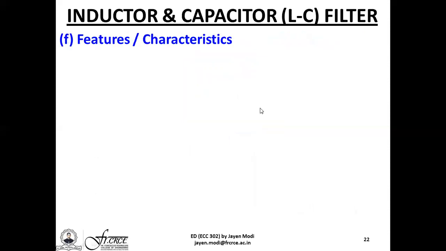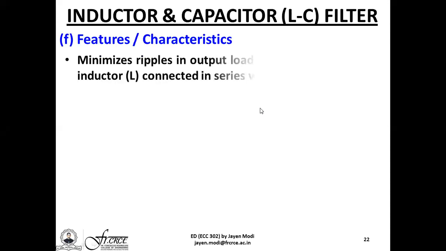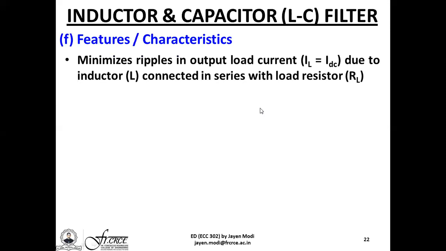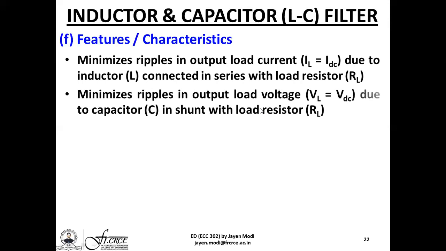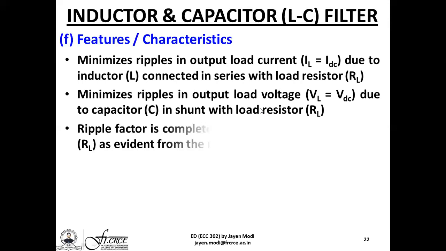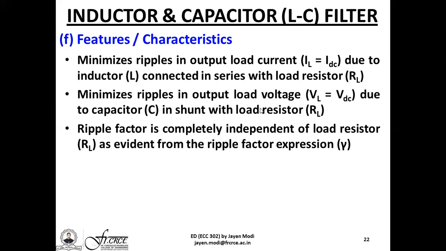The features or characteristics of a typical LC filter are as shown. It minimizes ripples in the output load current due to the inductor L connected in series with the load RL. It also minimizes ripples in the output load voltage due to the capacitor connected in shunt across the load resistor RL. Ripple factor is completely independent of the load, as is evident from the ripple factor expression. We just saw it some time back.